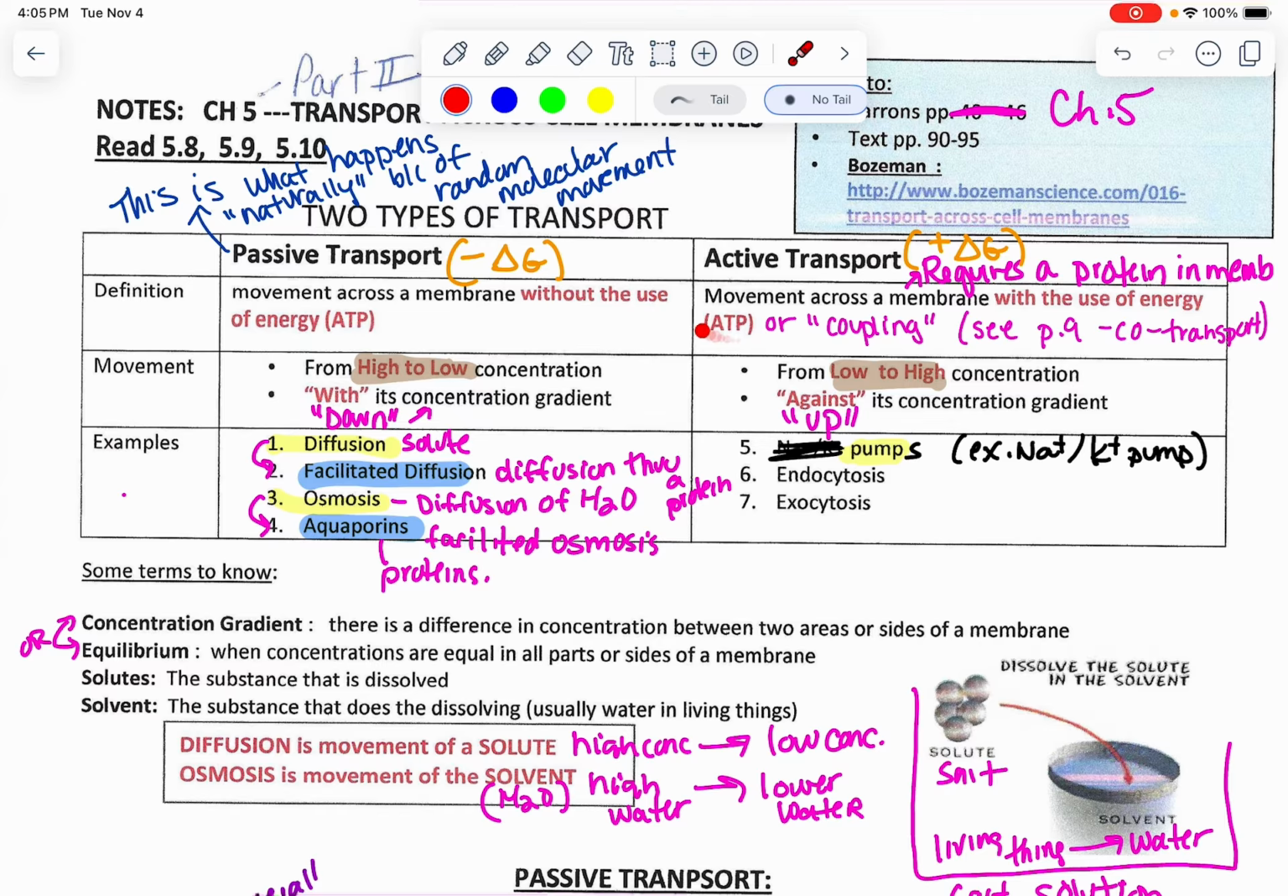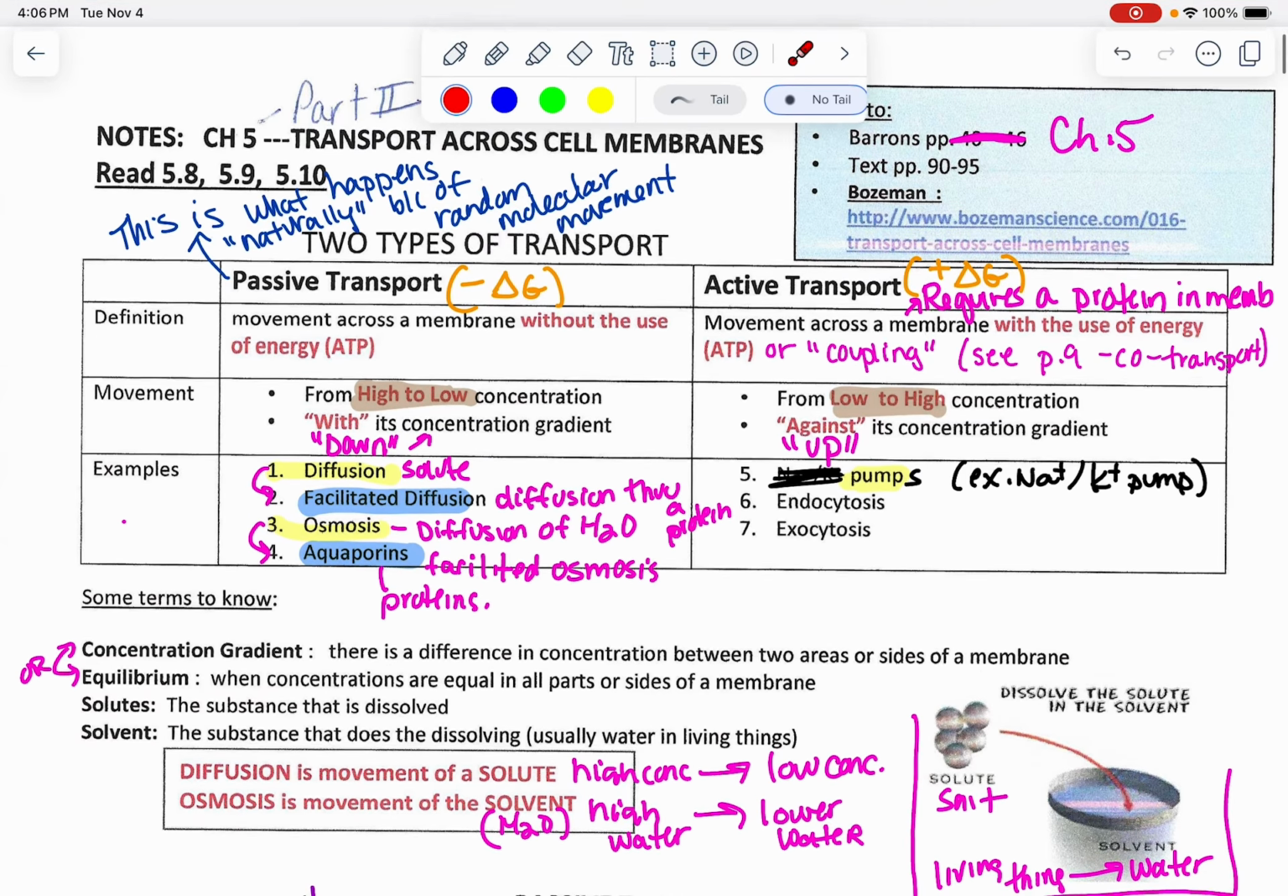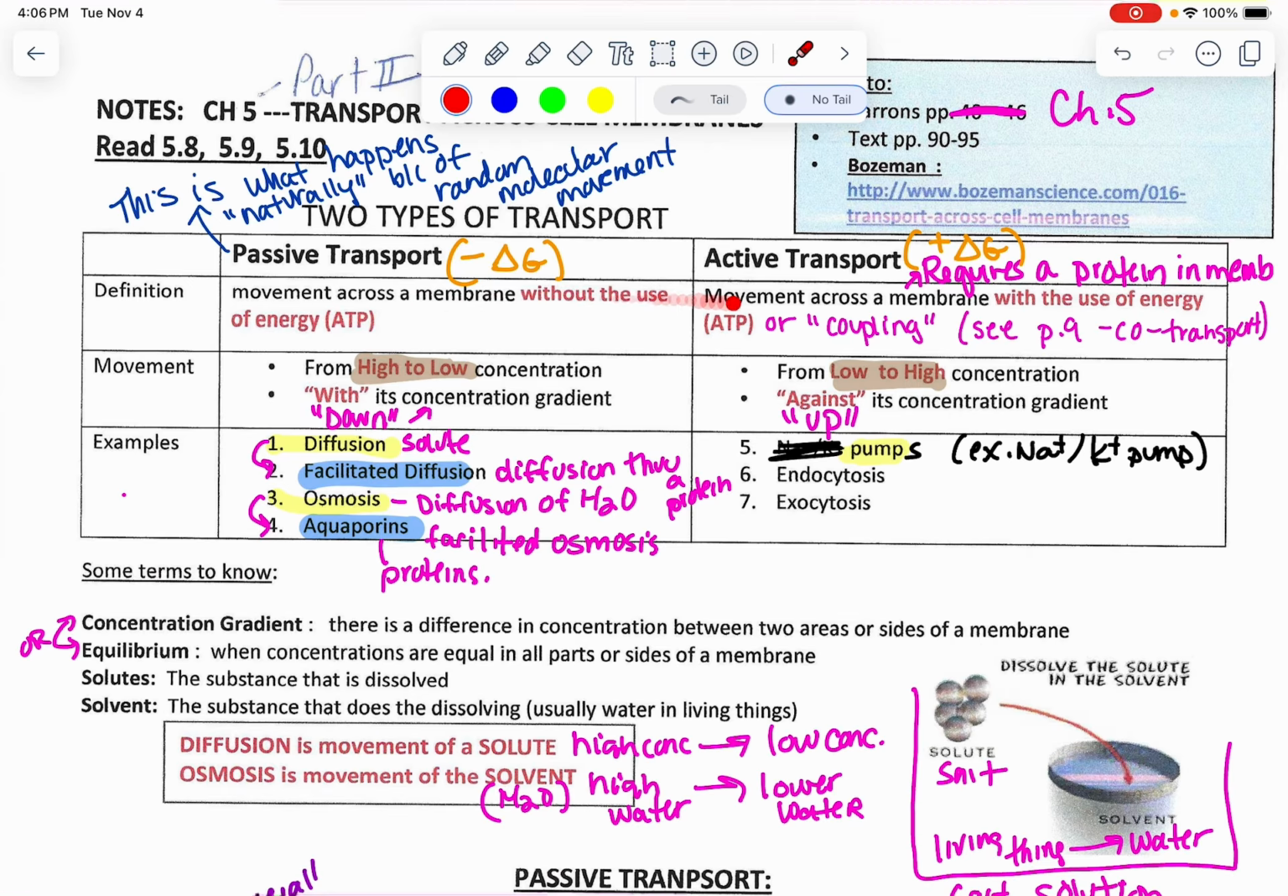So we're going to see a lot of times that ATP is used as the energy source. Or there's also something called coupling or co-transport, just like we talked about coupling of a positive and a negative delta G reaction. We can sometimes, without using ATP, use something that's moving passively from high to low to provide energy to move something that's moving actively from low to high. And again, we're going to go into all the details of this. I just want you to get in your head right now kind of the general differences.